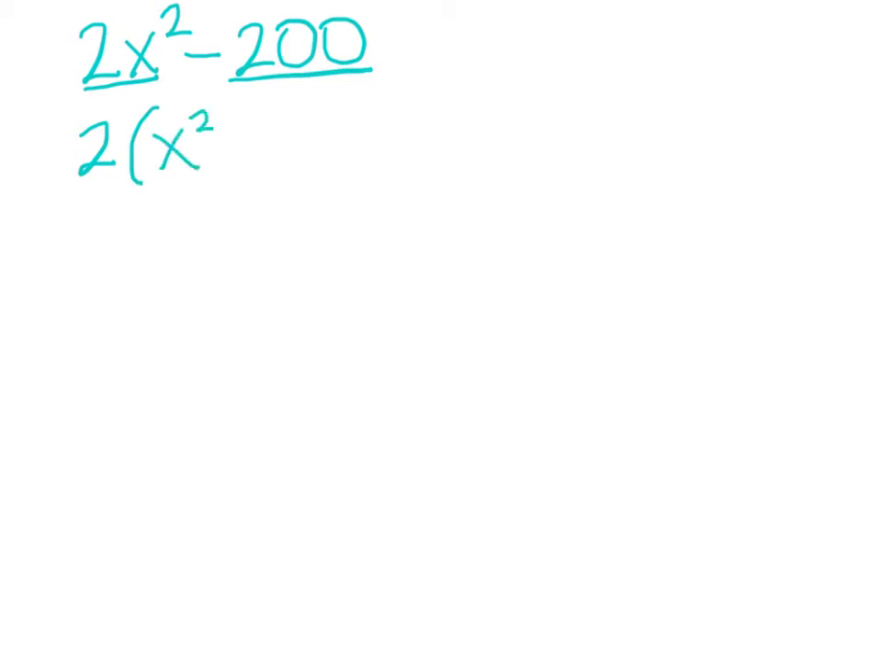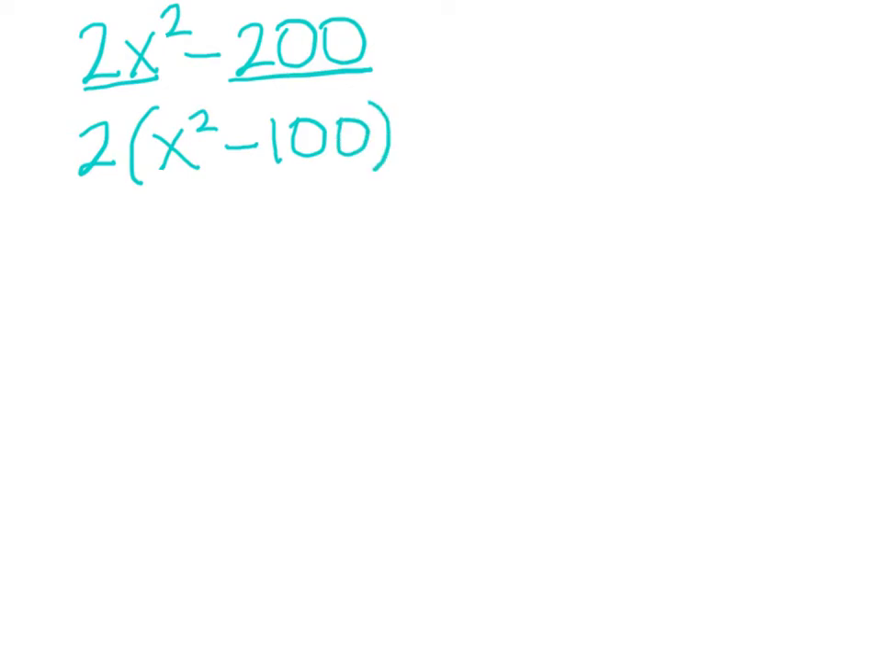Okay, let's try one more example. This one's going to be just a little bit more difficult. So I'm going to have 2x squared minus 200. The first thing that we want to do is to factor out the GCF. We want to look at the 2x squared, look at the 200, see is there a greatest common factor, and there is, and it's 2. I can factor out or divide out 2 from both terms, and I'm left with x squared minus 100.